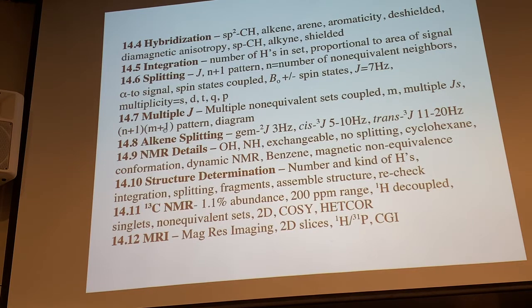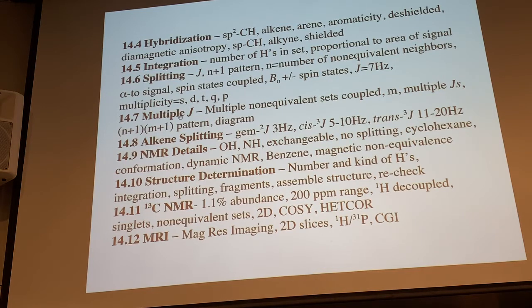The n+1, m+1 rule. So this pattern can be complicated. Multiples of multiples. You can have doublets of doublets, doublets of triplets. If you keep track of the simple thing, the more complicated patterns aren't too bad, okay? And usually you only have another set. It's not like you have 10 different non-equivalent sets, so don't worry.